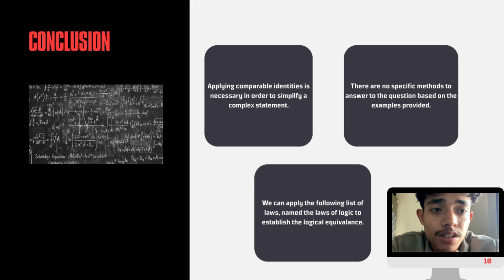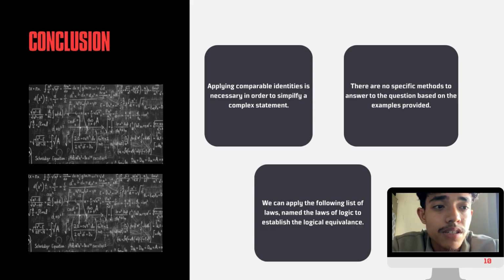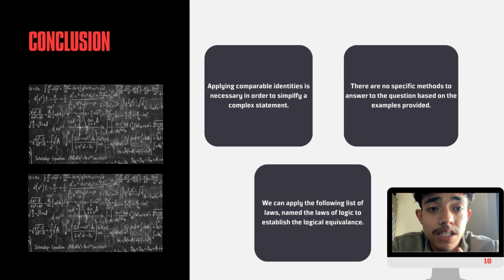In summary, we have learned that simplifying complex statements requires the use of known identities, while the examples show that different methods can verify the result without a fixed rule. The laws of logic remain our primary tool for establishing logical equivalences across different problems. So, to wrap things up, remember that simplifying complex ideas is much easier once you apply the known identities. Don't be discouraged if you don't see a one-size-fits-all method in the examples. Just stick to the laws of logic and you will be able to prove logical equivalence every time.